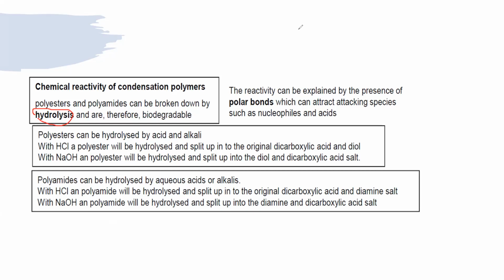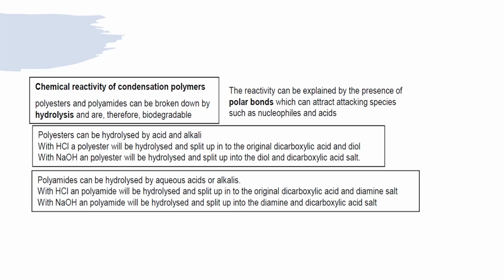compared to normal polymers, the addition polymers, which we make from naphtha, the main ingredient, such as the addition polymer of ethene, which makes polyethylene. They are not biodegradable; they do not decompose or break down by chemical reaction. If you want to hydrolyze a polyester, it can be hydrolyzed by acid or alkali. And a polyamide can also be hydrolyzed by acid or alkali.